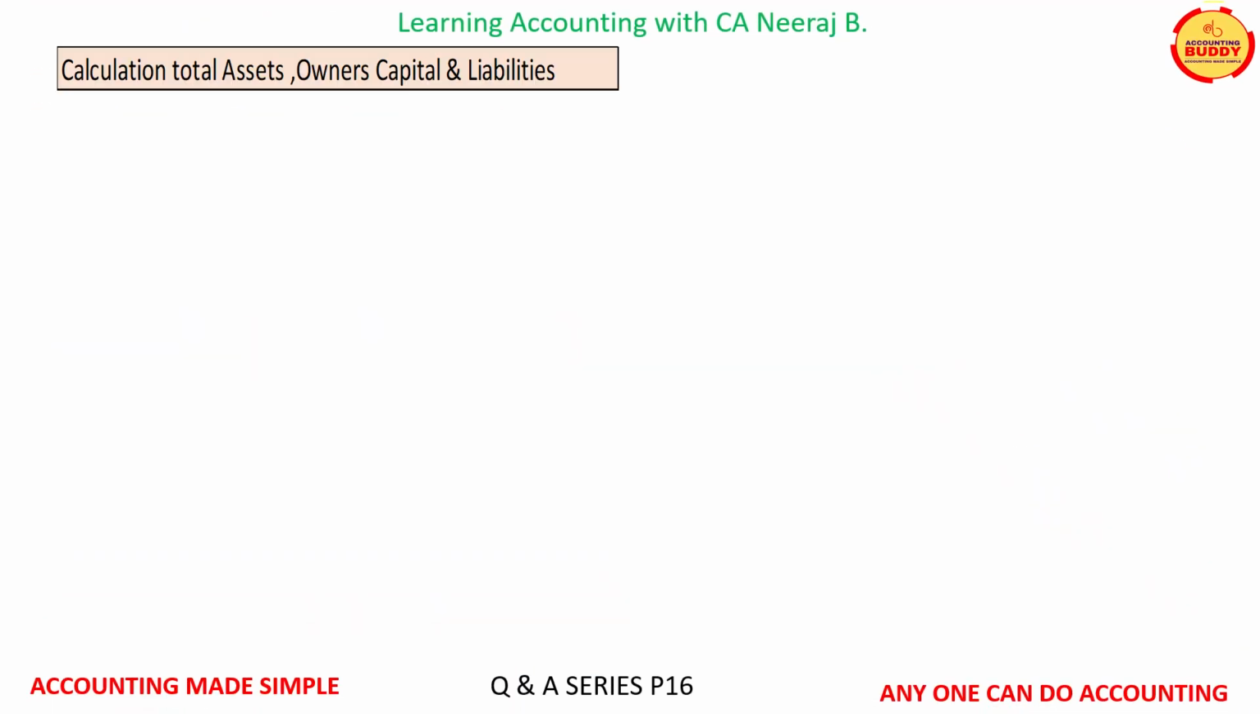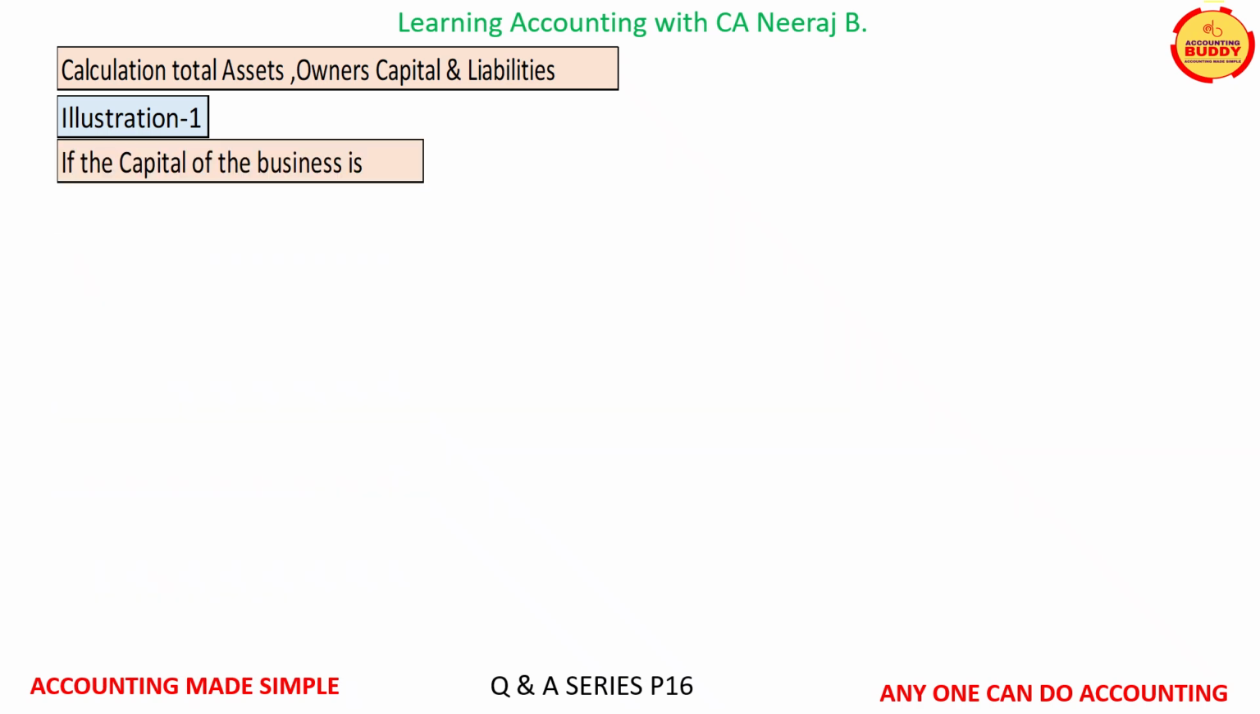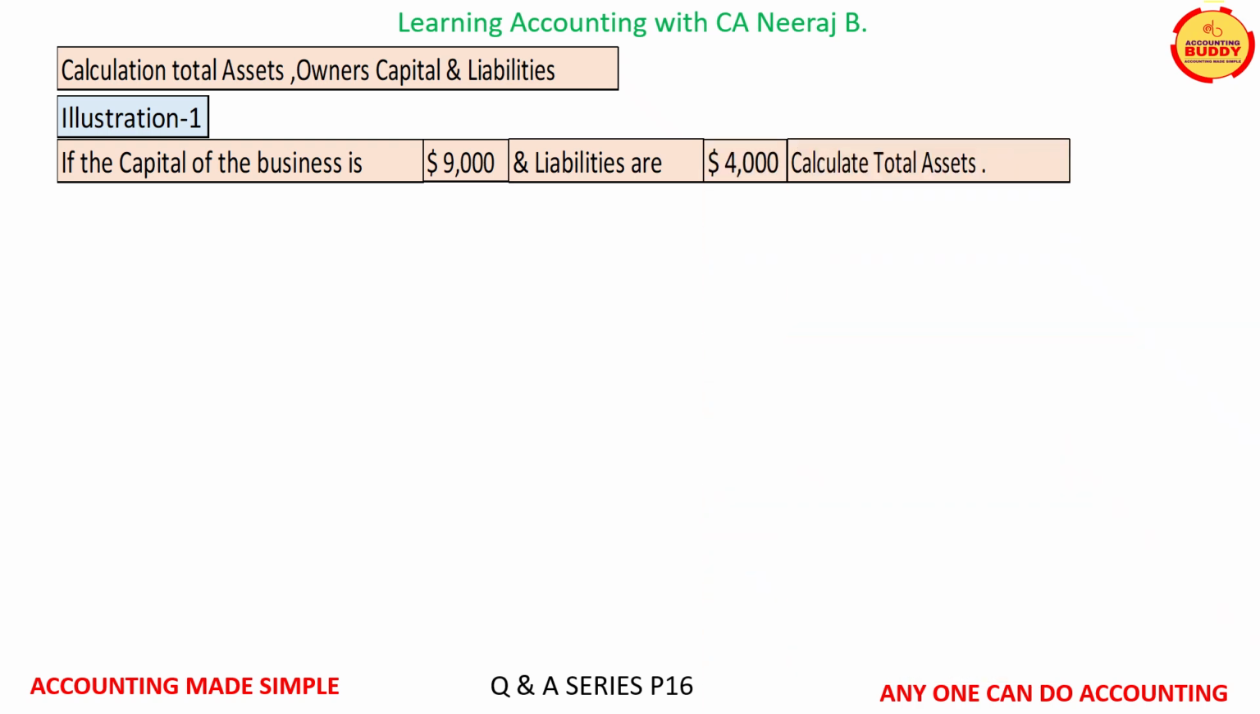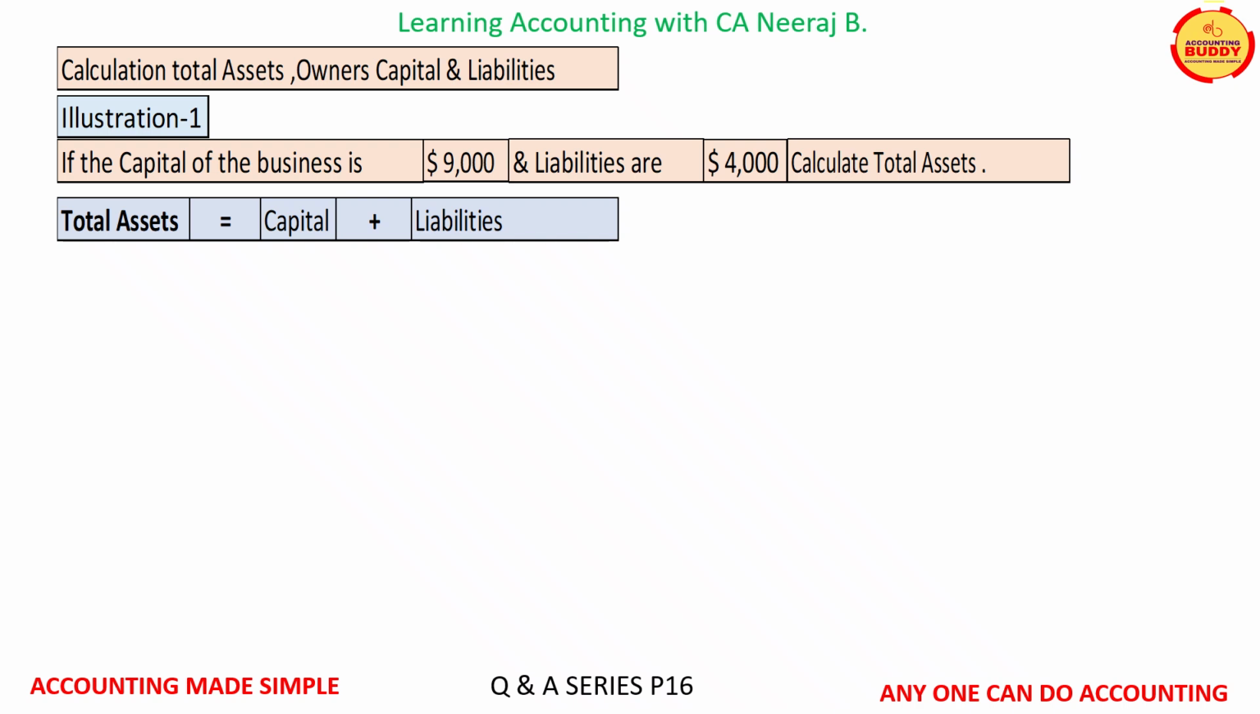Let us learn how to calculate capital or liabilities or assets basis partial business information. Illustration 1 is, if the capital of the business is $9,000 and the liabilities is $4,000, calculate the total assets of the business. We know that the accounting equation is assets are always equal to capital plus liabilities. As per the information given, we have $9,000 of capital and $4,000 of liability. Therefore, the total assets are $13,000.